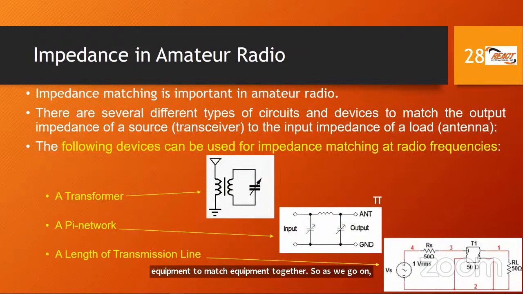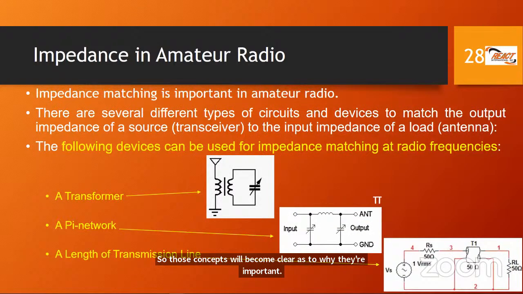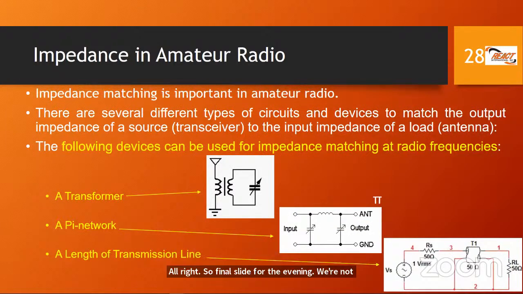All right. So final slide for the evening. We're not doing too badly in time. Again, we talk about impedance in amateur radio. We said that impedance matching is important in amateur radio, and there are several types of circuits you can use for matching that we need to know about as amateur radio operators. We either build them or we buy them already pre-built, but we need them to operate our radio equipment. And that's why we need to learn about these things.